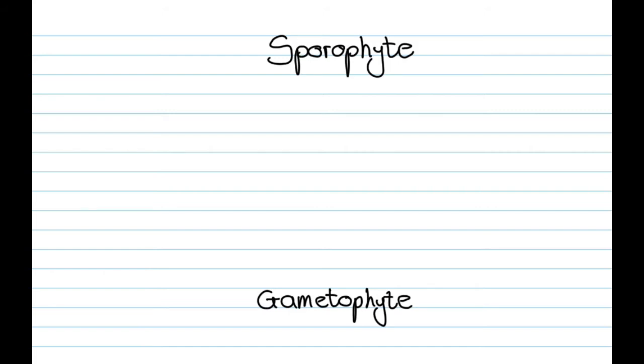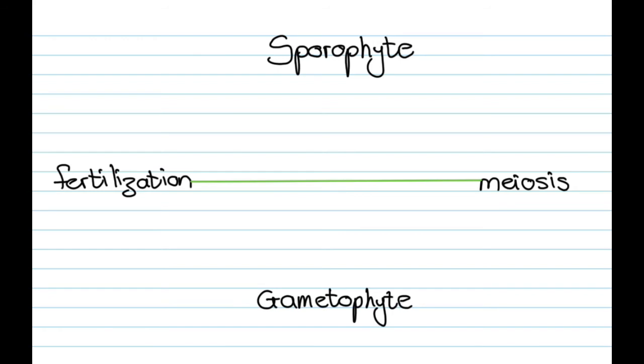Now, in alternation of generations, we'll have the sporophyte on one side and we'll have the gametophyte on the other side. Those two phases or generations will be separated by two processes, namely fertilization and meiosis. And the first thing that I always recommend my students do is draw a line between fertilization and meiosis, because they actually are the separating line between the sporophyte and the gametophyte.